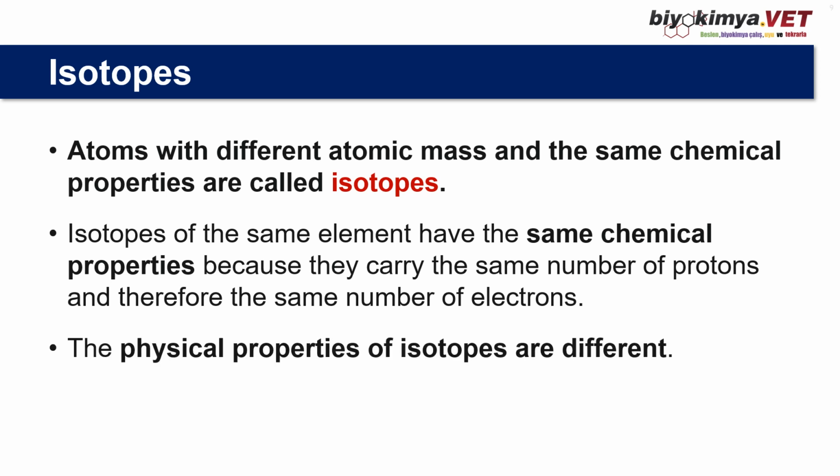The physical properties of isotopes are different. It is the number of electrons that determines the chemical properties of atoms, because the important determinant of physical properties is mass, and isotopes have different masses.